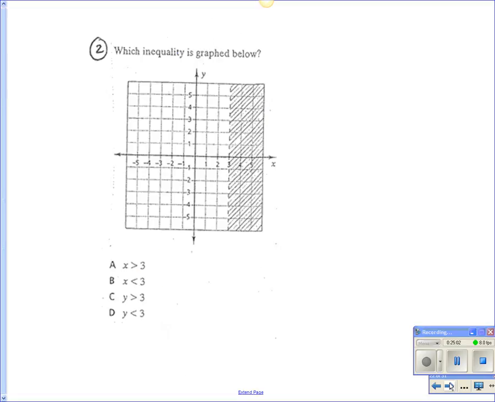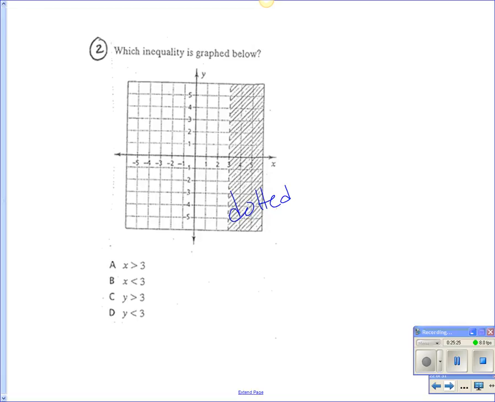Number 2, which inequality is graphed below? Katie, what do you automatically notice about this? One thing you notice. All right, it's dotted. Katie, are all the answers dotted symbols? Yes, okay, so that was a good observation. Unfortunately, didn't help us with the answer.